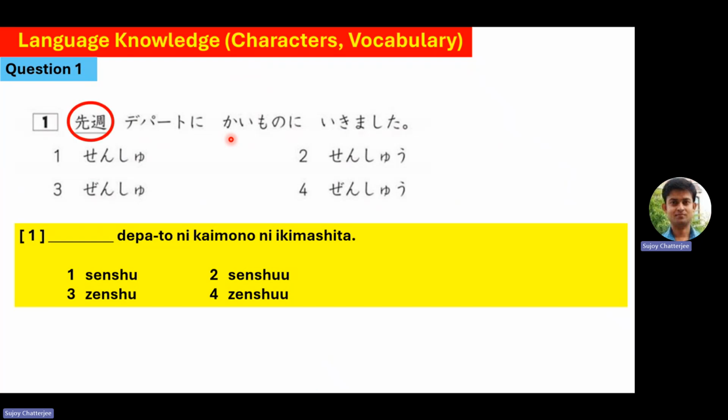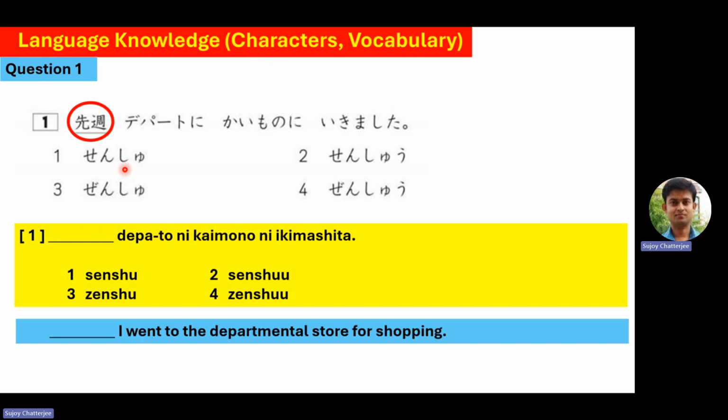So these are some explanations that we have given. So dash depato ni kaimono ni ikimashita. Senshu, zenshu, senshu, zenshu. So the answer is senshu. So this was very easy. All questions will not be this easy, but to begin with, this is a good one.